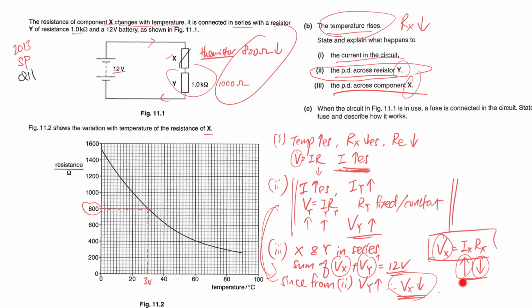Take note of this part here. You cannot use V equals IR to directly explain because none are constant. One is increasing, one is decreasing, so you cannot convince whether Vx will increase or decrease. So you have to use the fact that they are both in series.